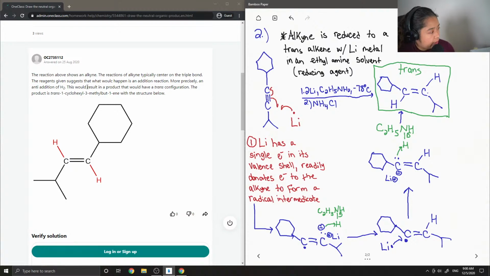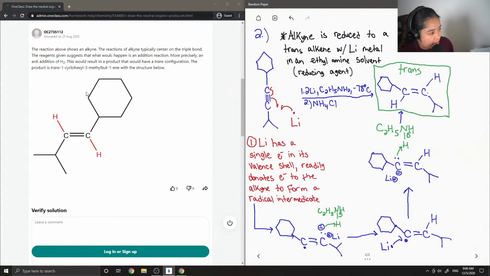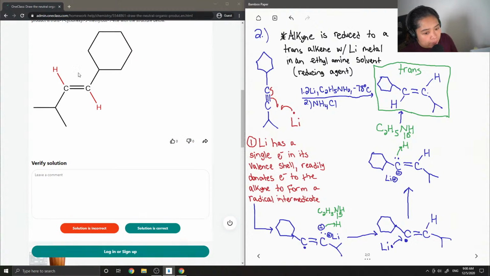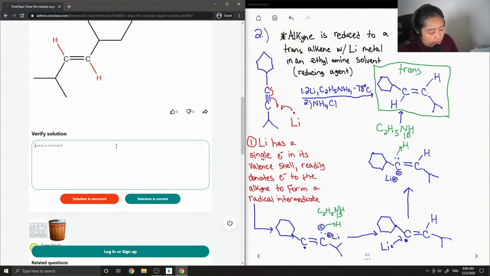The reaction above shows an alkyne. The reactions of alkyne typically center on the triple bond. The reagents given suggest that what would happen is an addition reaction, more precisely an anti-addition of H2. This would result in a product that would have a trans configuration. The product is trans 1-cyclohexyl 3-methyl-but-1-ene with the structure below. Yep, so the solution is correct.